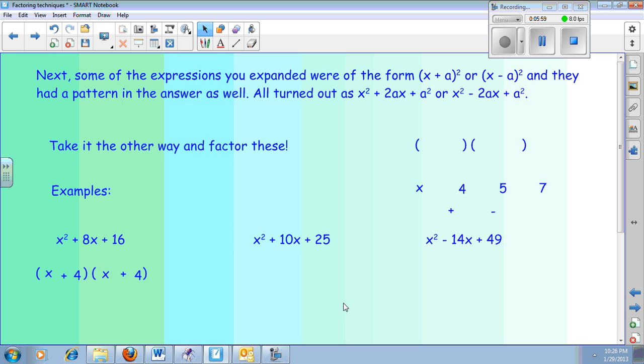So our expression becomes x plus 4 times the quantity x plus 4, which in your other assignment was written in a shorthand way with exponents. X plus 4, the quantity squared.